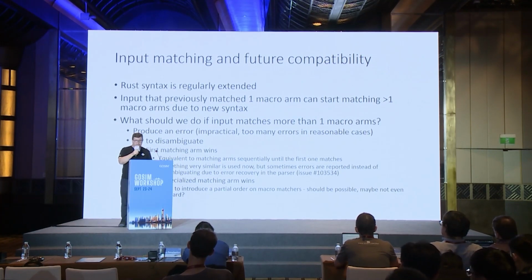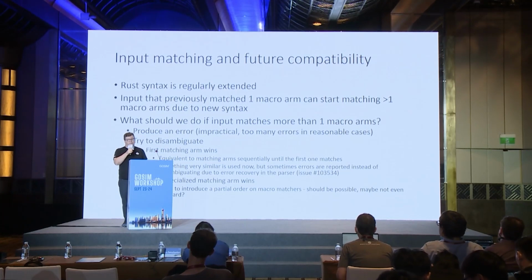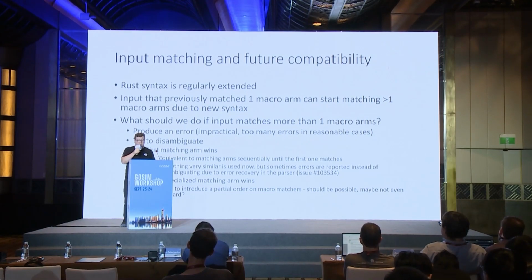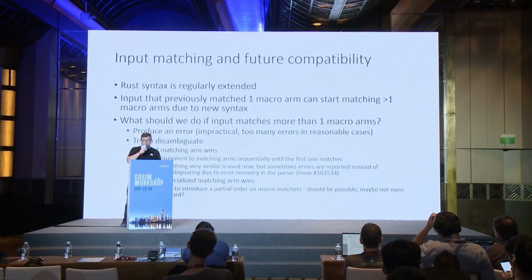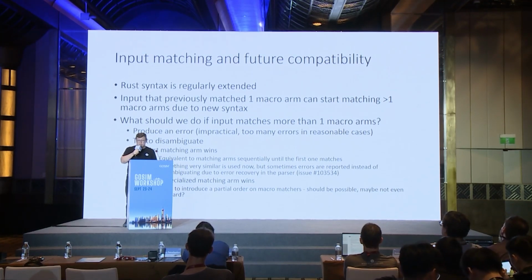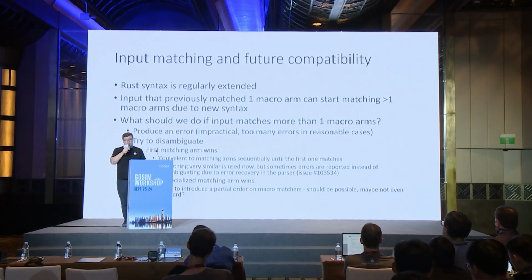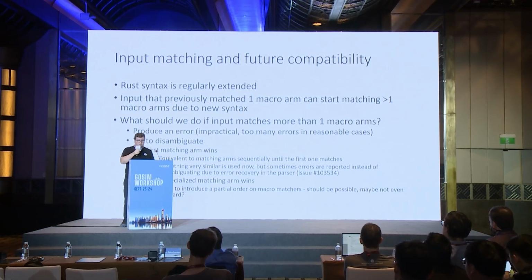What should we do if we see ambiguities like this? We could produce an error, but that would be impractical, or we could disambiguate somehow. The current approach is to disambiguate in favor of the first match. There are some minor bugs in the implementation, and the relevant issue is linked. But in general, it works. But another possible alternative to use in Macros 2.0 is to match not the first matching arm, but the more specialized matching arm.